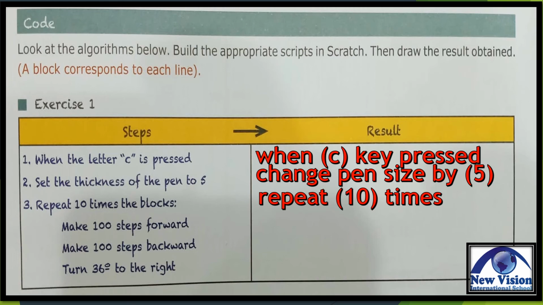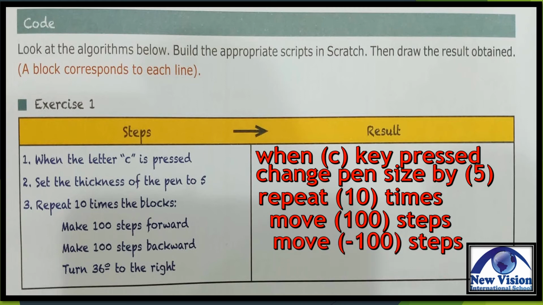Make 100 steps forward is in the form of move 100 steps. Make 100 steps backward is in the form of move negative 100 steps. And turn 36 degrees to the right is in the form of turn 36 degrees, with this symbol meaning to the right. Always remember, in motion movement, positive numbers mean forward. Negative numbers mean backward.